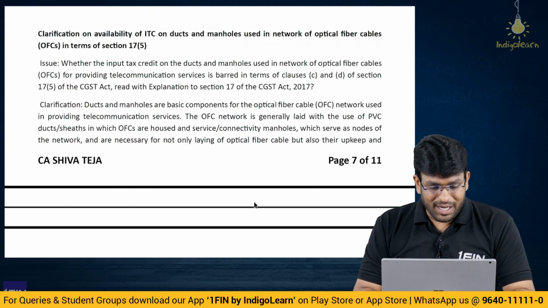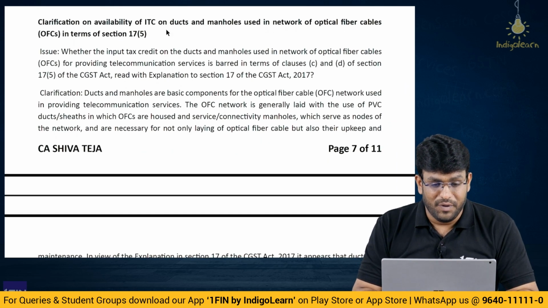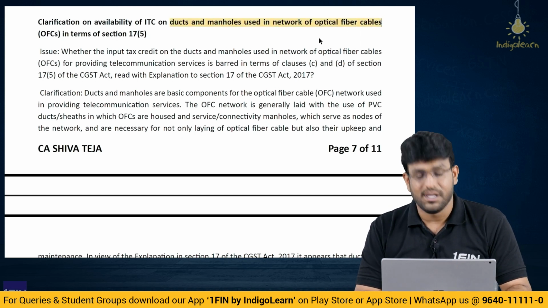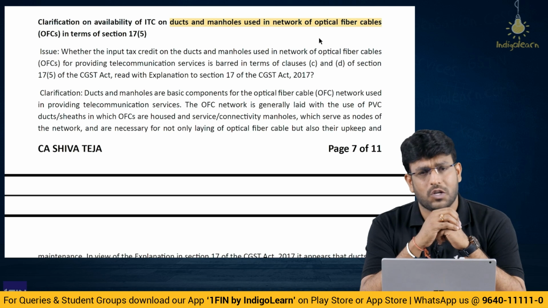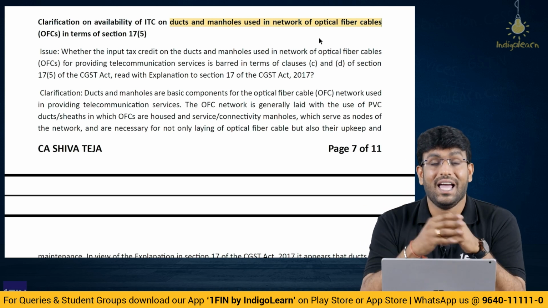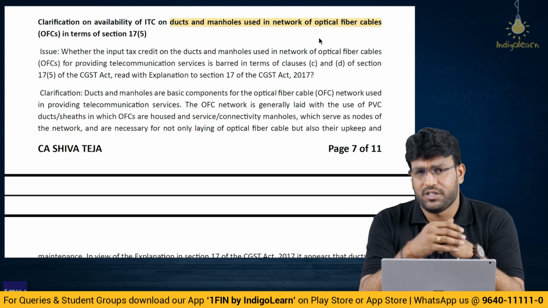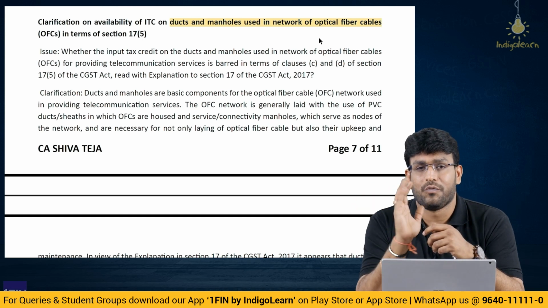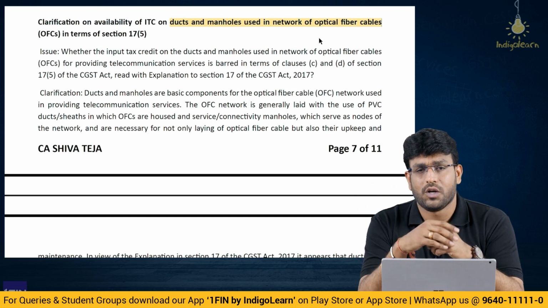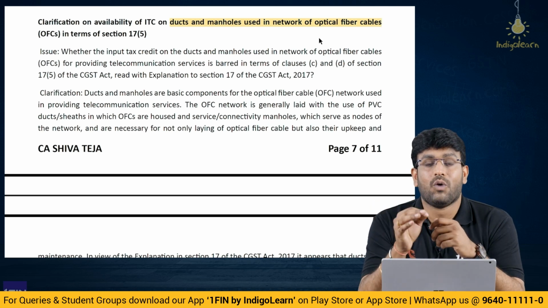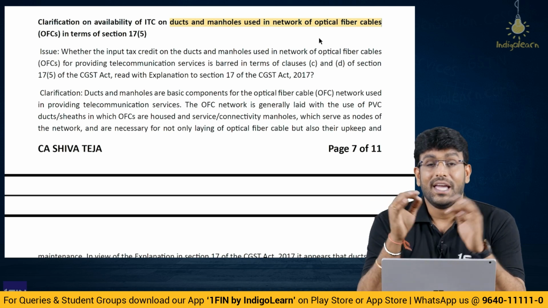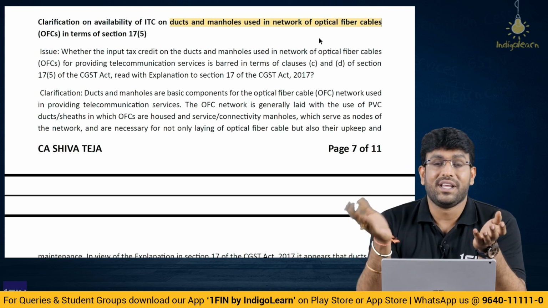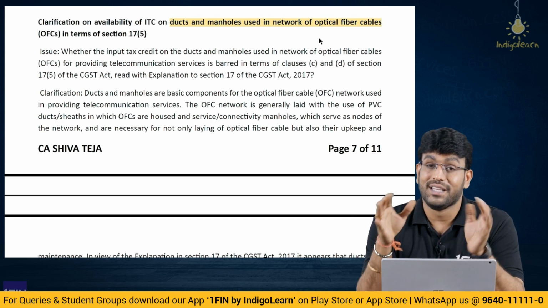Next point. Clarification of availability of ITC in case of ducts and manholes used in network of optical fiber cables. Friends, we know that in 17(5), which talks about block credit, there is 17(5)(c) and 17(5)(d). 17(5)(c) talks about works contract service in relation to construction of immovable property. 17(5)(d) talks about goods or services or both involved in construction of immovable property. If it is construction of immovable property, then ITC is not allowed. However, if it is construction of plant and machinery, then ITC is allowed.